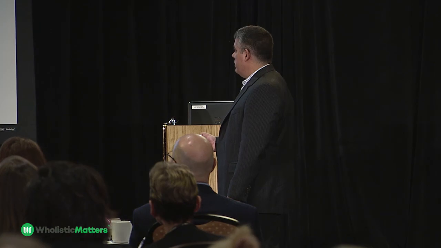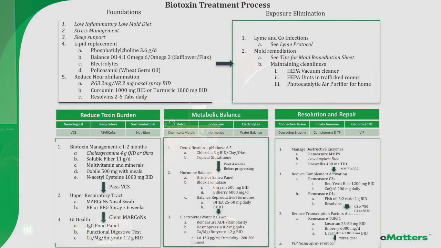We start with foundational treatments to just build their reserves and get them going. We then start dealing with exposure elimination, and that could be infections or mold. We then switch to reducing their toxin burden, and that means we want them to pass their visual test, clear their MARCoNS, and replete their nutrient pools. We then work for their metabolic balance, which means beginning to detoxify them of heavy metals and chemicals, balance their hormones, balance their electrolytes, and then finally resolution and repair.